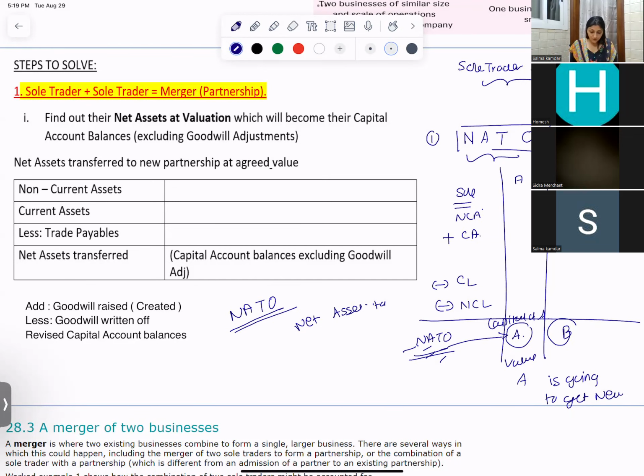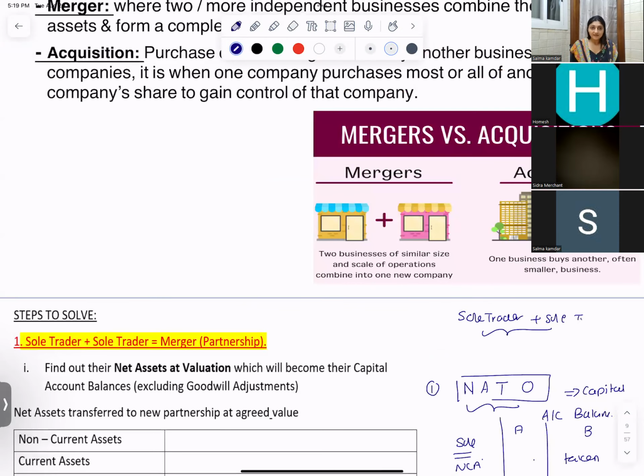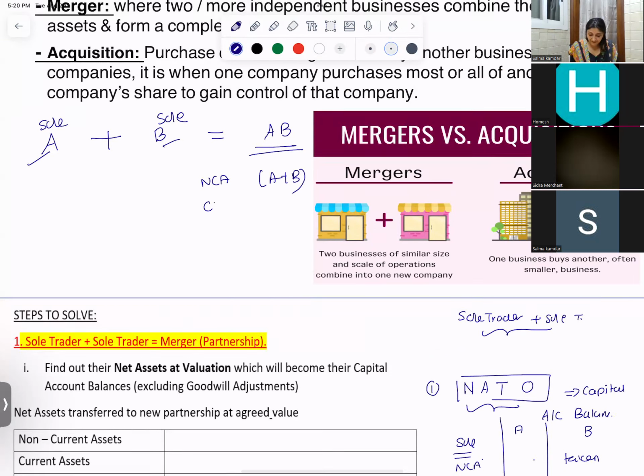So what is happening? I have a sole trader A and a sole trader B, and they are both merging together to become AB. AB will have the non-current assets of both A and B together, the current assets of both together, and the current liabilities of both together. What will be the capital? The capital will be the NATO that you have to calculate.